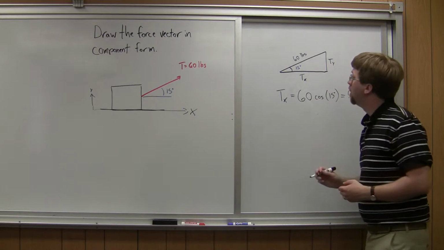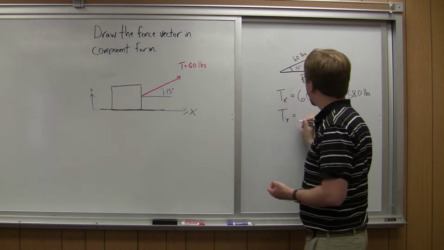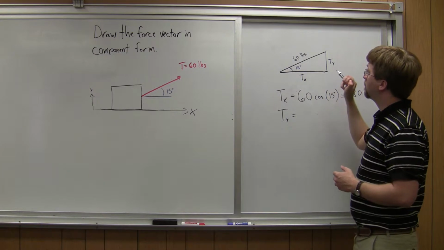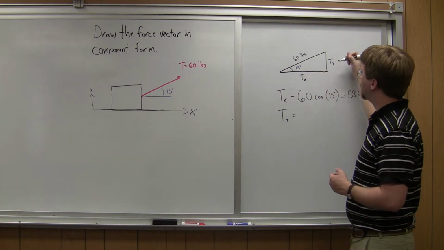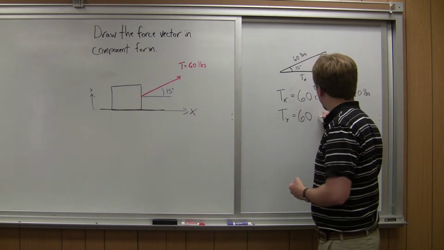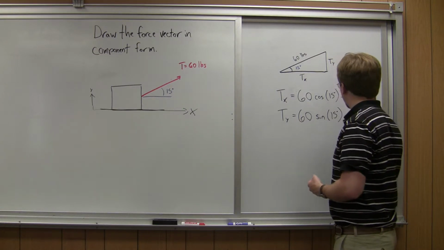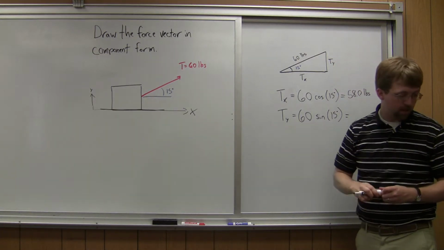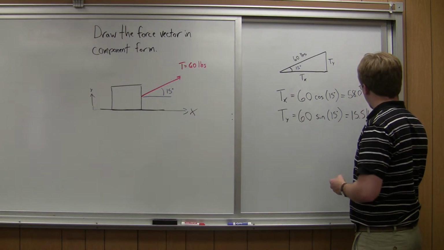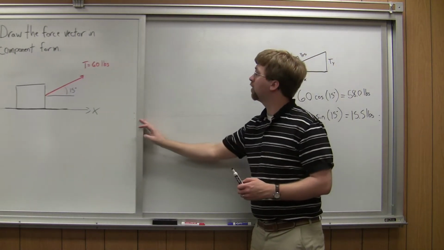pounds. And then if I do t sub y, that's going to be my magnitude, 60 pounds, times the sine of 15 degrees, because sine is going to be opposite over hypotenuse. So I end up with 60 times the sine of 15 degrees. And that value ends up being approximately 15.5 pounds. And so with that, I can redraw my diagram.